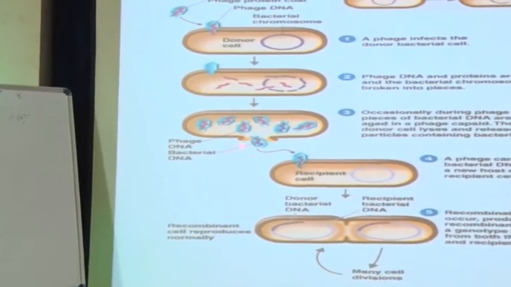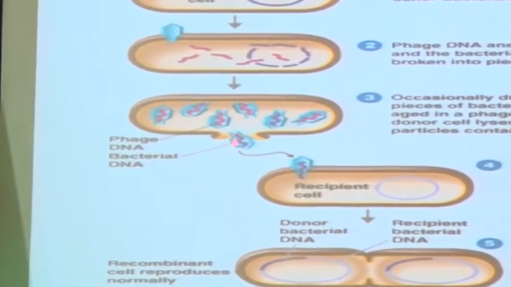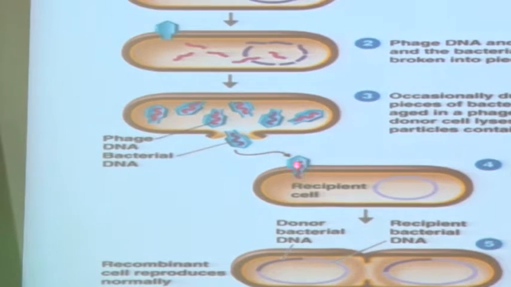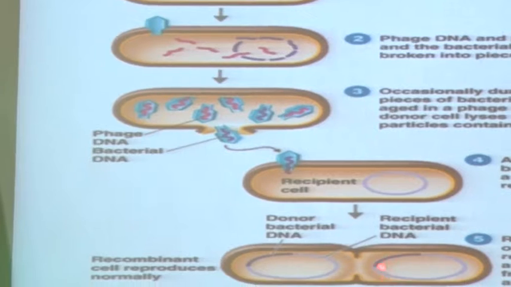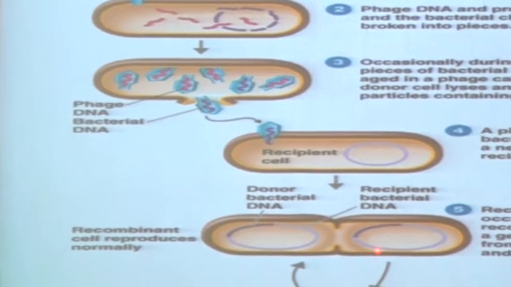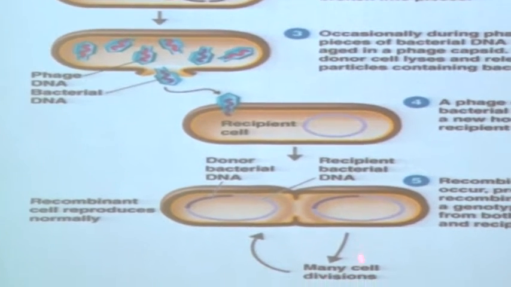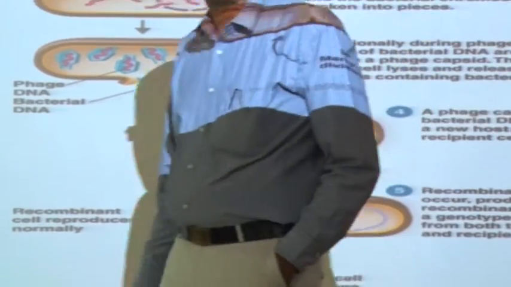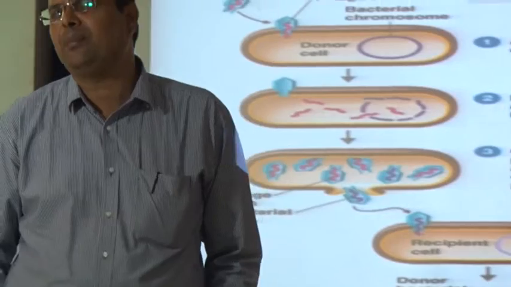And when this bacteriophage will undergo lytic cycle and infect the recipient cell, it may give this DNA to the chromosomal DNA of the recipient cell, and we may have the formation of the recombinant, or we may have the formation of the transductant. ये समझ में आया आपको?